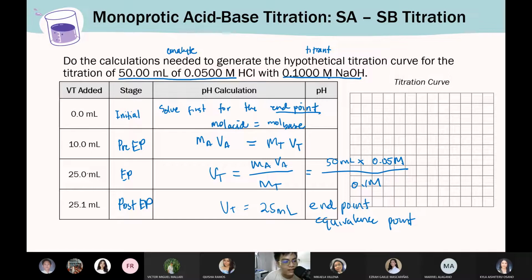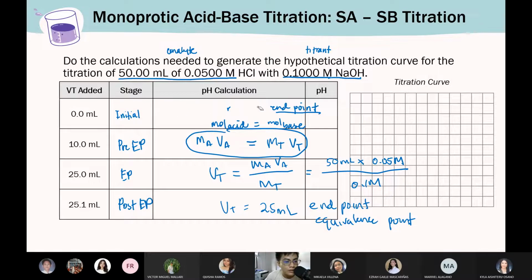Stoichiometry ulit. Okay? So, ito lang naman equation nun. So, you get the VT so that you can get the equivalence point. And then, anything else can be simply inferred to. Kapag less than 25, so that's pre-equivalence. Pag greater than 25, edi post na. Okay? So, that's simple lang.